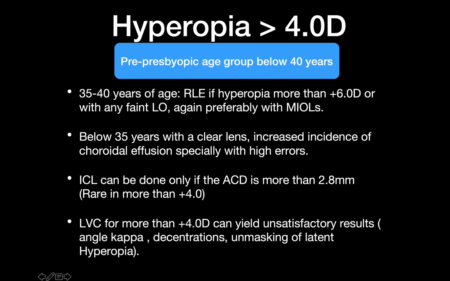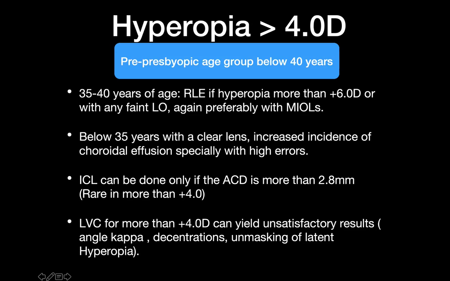Below 35 years of age, with a clear lens, you will have an increased incidence of choroidal effusion, especially with high hypermetropia. So I actually refrain from doing surgery for patients below 35 years of age with a clear lens and with hypermetropia above +5 diopters.